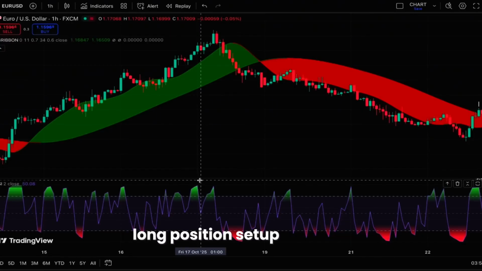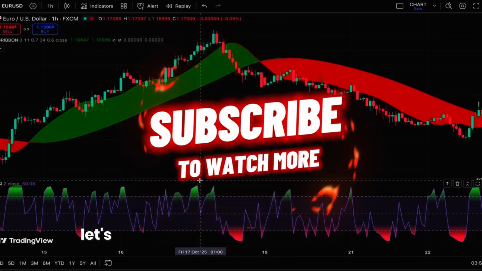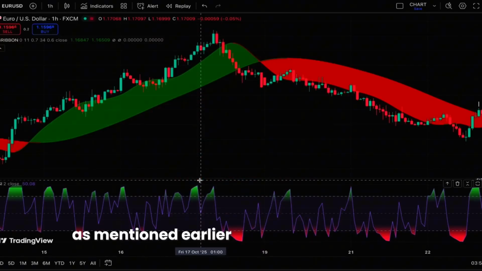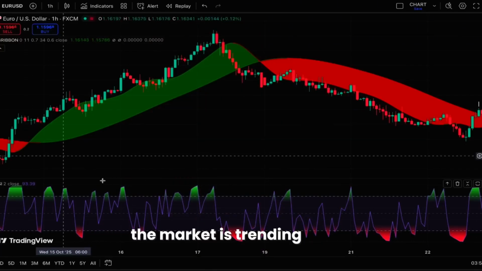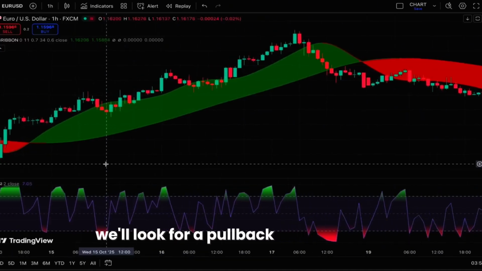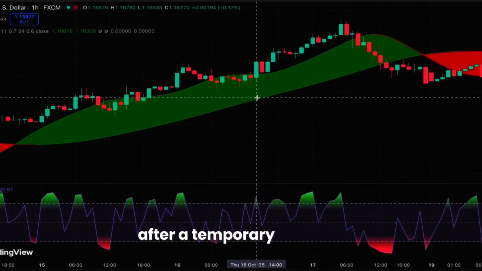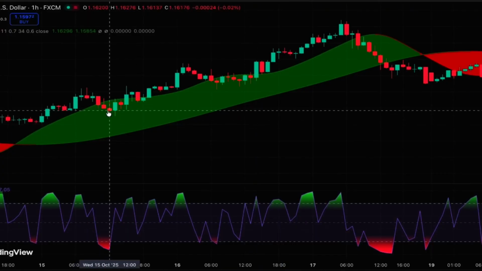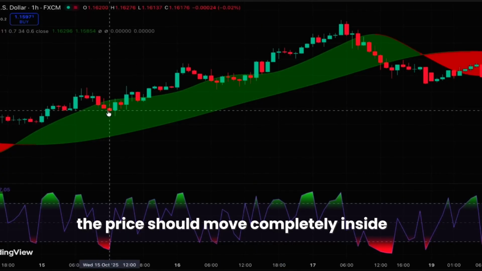Long position setup, buy signal. Let's first look at how to identify a long setup. As mentioned earlier, when the ribbon is green, the market is trending upward. We'll look for a pullback to join the move after a temporary correction. To confirm a valid pullback, we want to see two things happen simultaneously. The price should move completely inside the green ribbon.